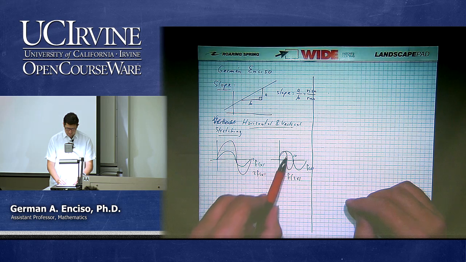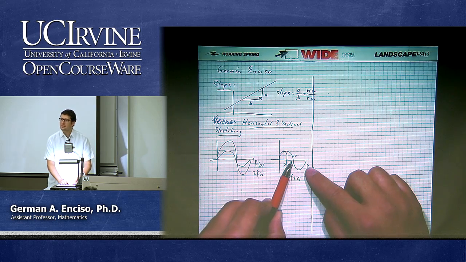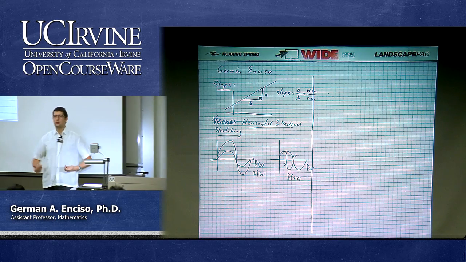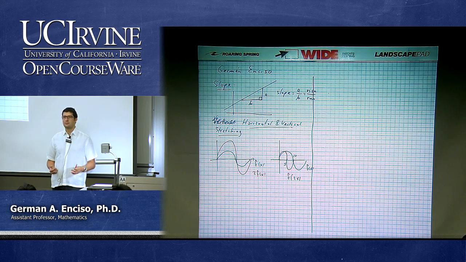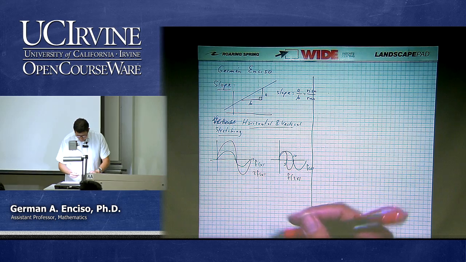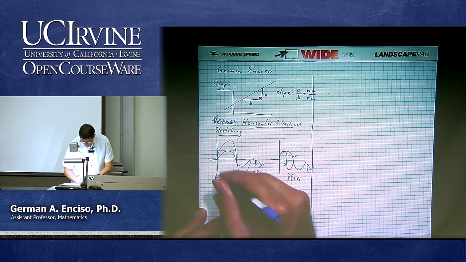Same thing, the value of this function, the red function, at, I don't know, 3 is equal to the value of this other function, the original function, at 6. And if I do this with every point, you see how it gets squeezed by 2. Make sense? Awesome. Okay, now let's talk about mirror image.